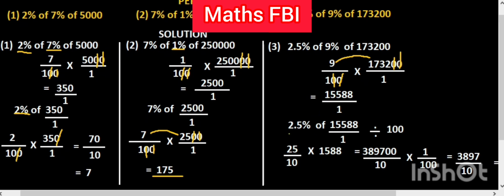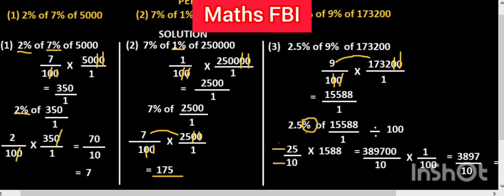So we'll go ahead again to find 2.5% of 15588. All right. Okay, so there are some technicalities here. 2.5. So let's find 2.5 first. What is 2.5? Let's isolate 2.5 and the percentage. So let's leave the percentage as it is. So let's get 2.5. 2.5 is 25 over 10. That is 2.5.